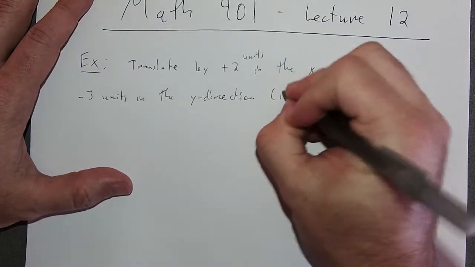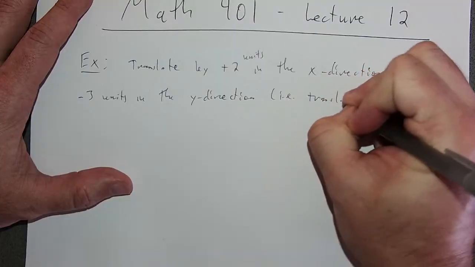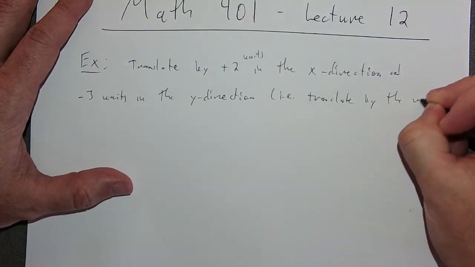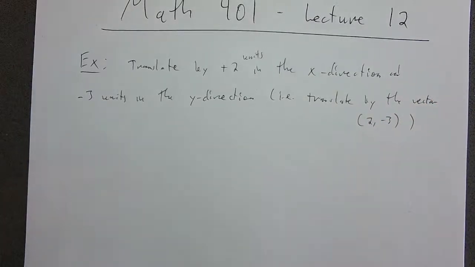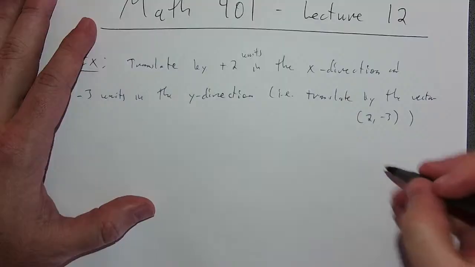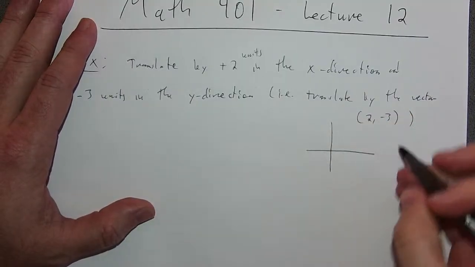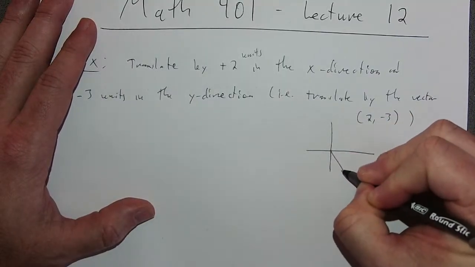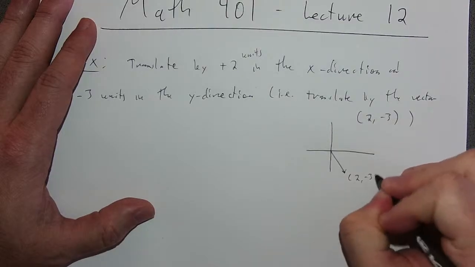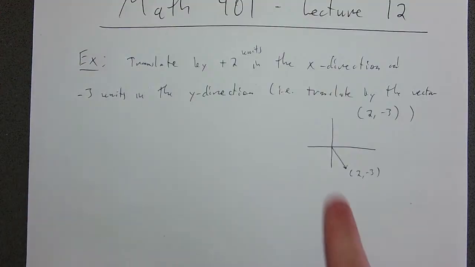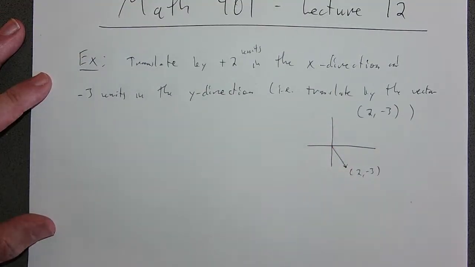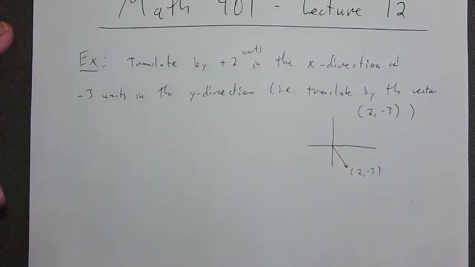That is, translate by the vector (2, -5). If you wrote this as a vector in the plane, it should look something like this. Here's my vector. Whatever this transformation does, it should take all of my points in the plane and shift them in the direction of this vector and by the distance, which is the length of that vector.